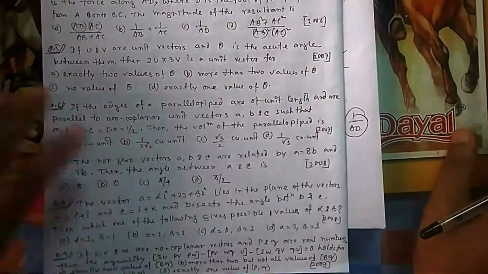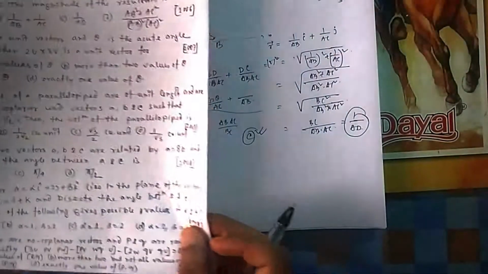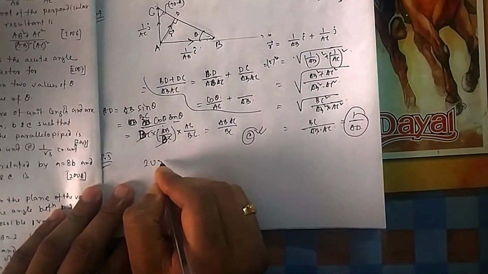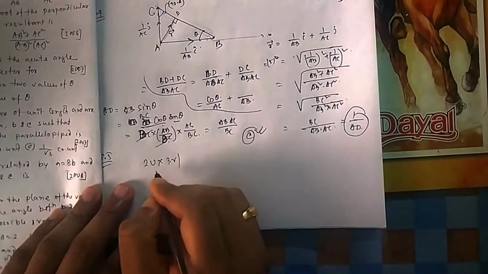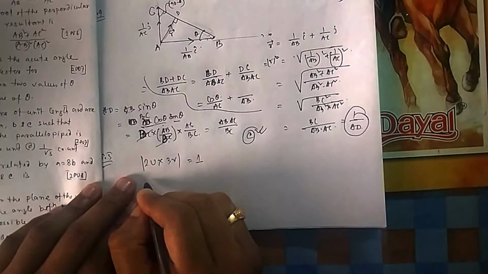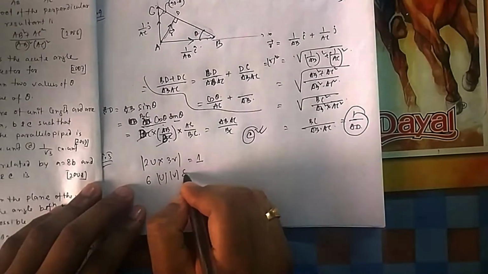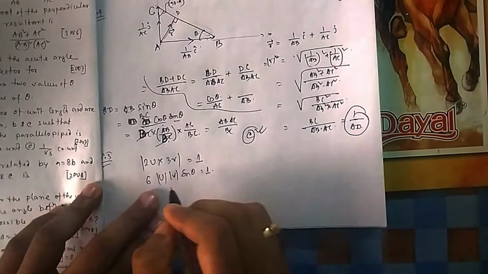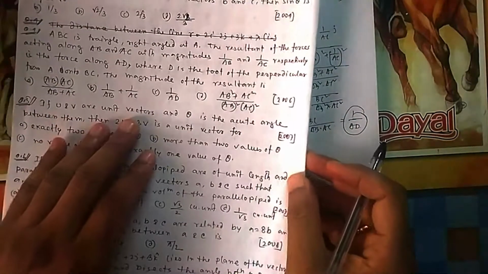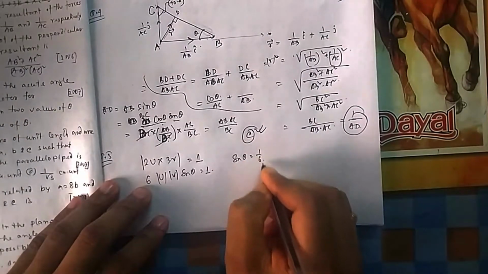Now if you come to question number 5, u and v are unit vectors and theta is the acute angle between them. Then 2u cross 3v is a unit vector for exactly what value of theta? They are asking 2u cross 3v. This is also a unit vector, so its magnitude should be 1. So it should be 6 into |u||v| sin theta, that should be 1. Because u and v are unit vectors, their magnitudes are already 1. So your sin theta should be equal to 1 by 6.